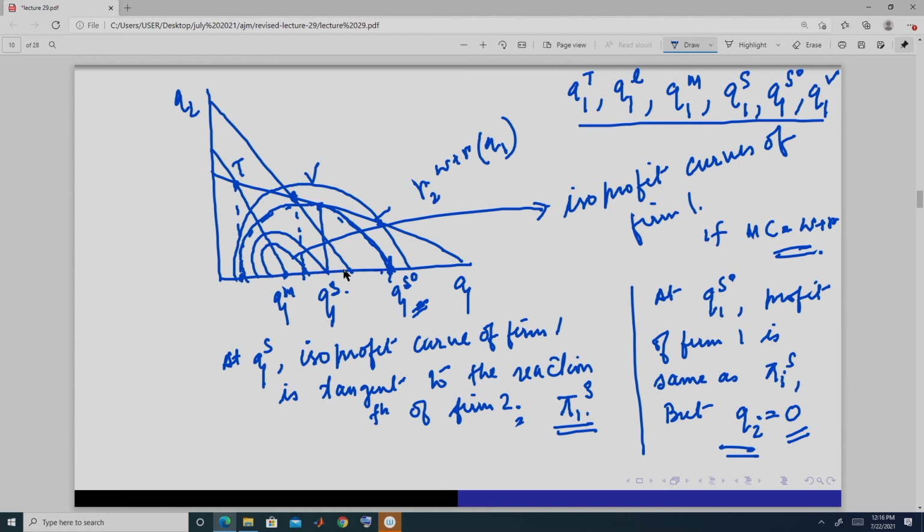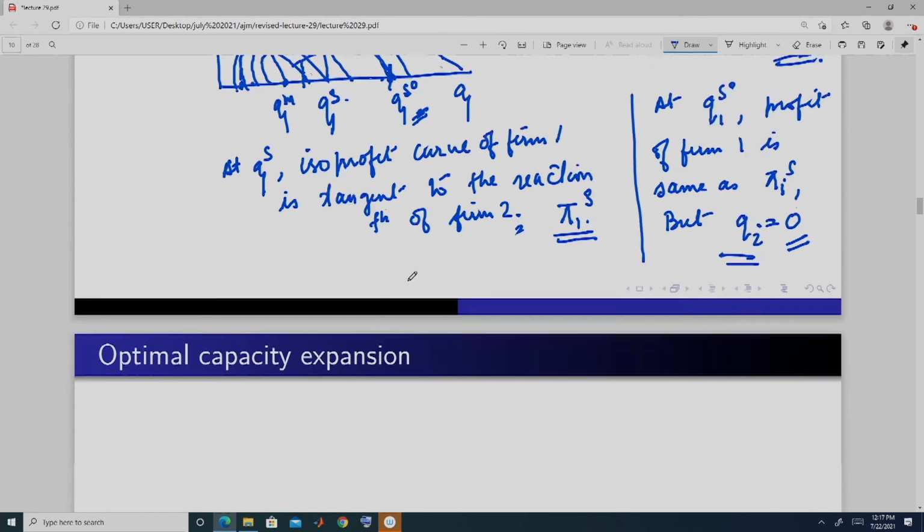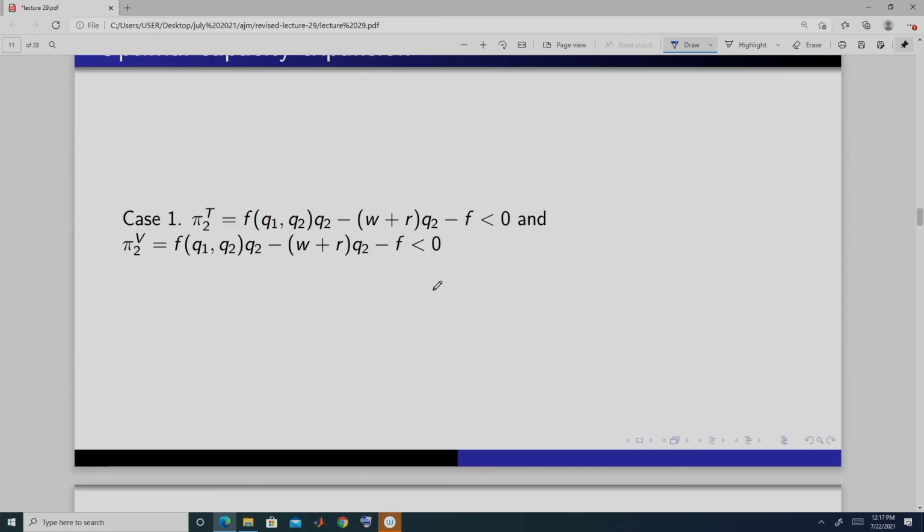Out of these two profit outputs, we have taken this and not this. Okay. Now, let us look at stage 1. So, in stage 1, let us look at this situation where profit of farm 2 at point T is negative, and the profit of farm 2 at point V is also negative.